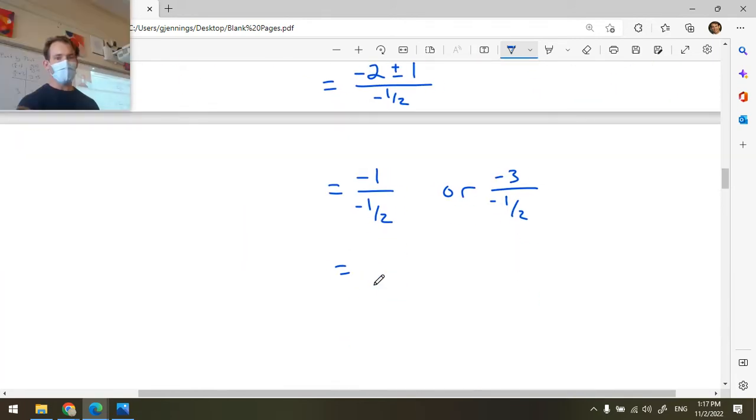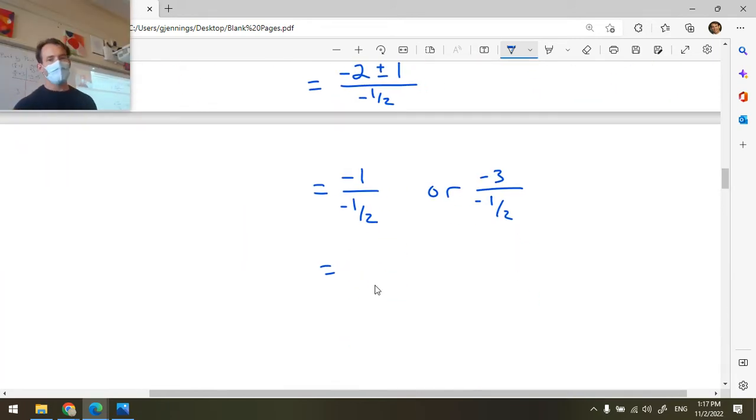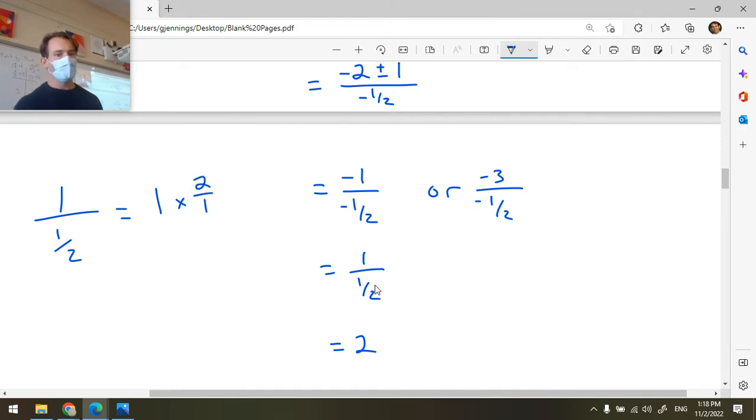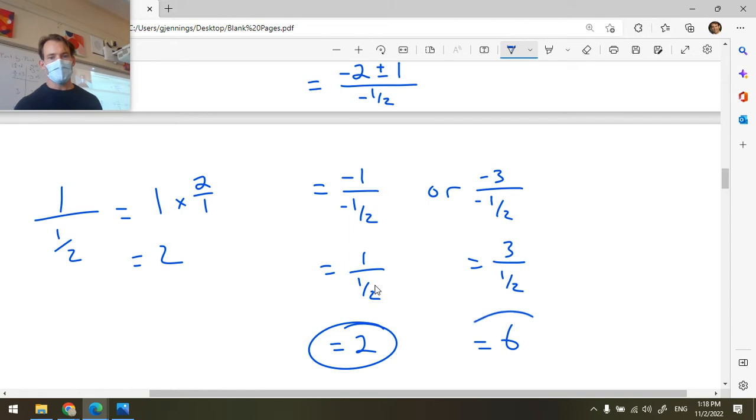So let's go on. If I have negative 1 divided by negative 1/2, that's the same thing as 1 divided by 1/2. The negatives cancel out. If I say how many halves are in 1, that's 2. The reason is if I'm dividing by a fraction like this, it's the same thing as flipping that fraction and multiplying it by the top. 1 times 2 over 1 is just 2. Okay. This is equal to, over here, 3 over 1/2, which is equal to 3 times 2, which is 6. So 2 and 6 are my x values of the zeros.